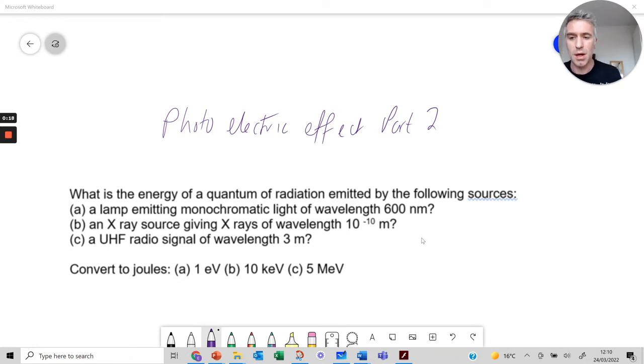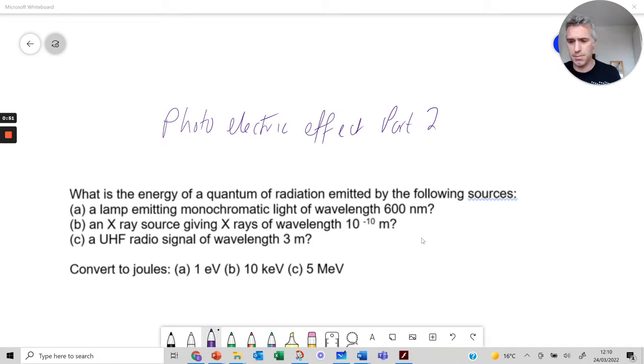Basically, starting off though, a little starter activity to keep you out of trouble. What is the energy of the following sources? Light of wavelength 600 nanometers, an X-ray source giving X-rays of wavelength 10 to the minus 10 meters, and a radio signal of wavelength 3 meters. And then the second part is, can you convert the following to joules? So pause and have a go, and then I'll give you the answers in a second.